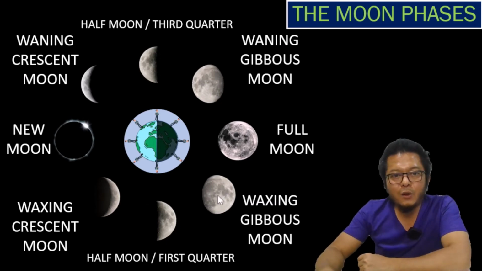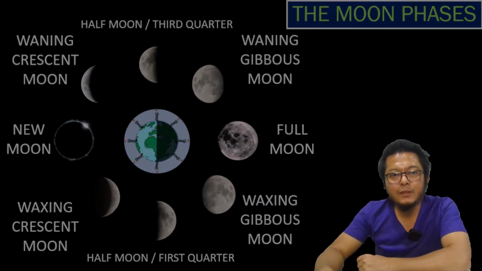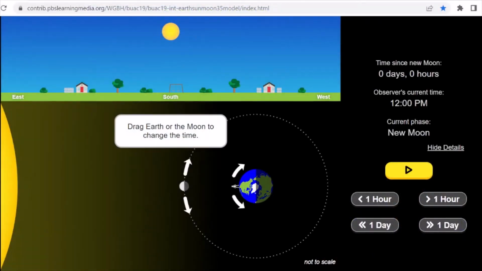This is called waxing gibbous moon, and then full moon, and then waning gibbous moon, half moon, and waning crescent moon. Remember that from here it moves anti-clockwise like that. So this part we call waxing. After full moon we call waning. Okay, let me show you a video. Maybe before a video, let me show you this.